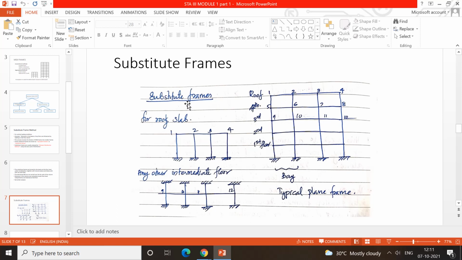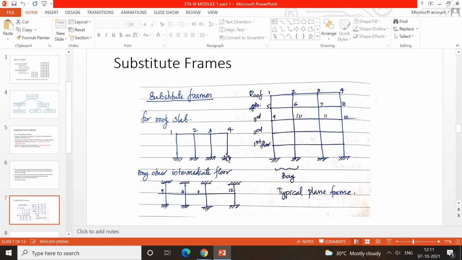In order to formulate the substitute frame, you take the beams at the floor level and the columns to the top and bottom. If you take the roof slab like this, it will have 4 columns like this and the top roof slab, and the farther ends of the columns will be fixed. If you consider any other intermediate floor, say third floor or fourth floor, you consider the beams on that floor alone plus the columns on either side, with the farther ends of the columns fixed.